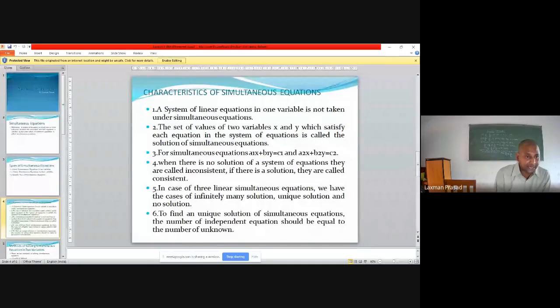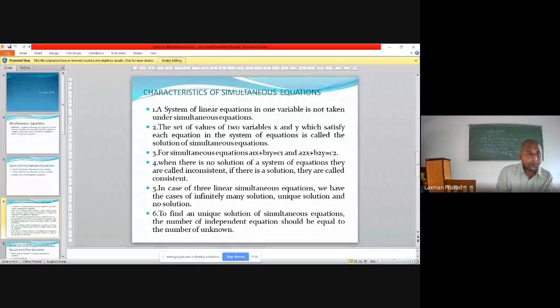Then the second point is the set of values of two variables x and y which satisfy each equation in the system of equations is called the solution of simultaneous equation. Suppose there is a value of x equals to 3, and while putting the value of 3 in both equations, you receive the same value at the end, which is called simultaneous equation.